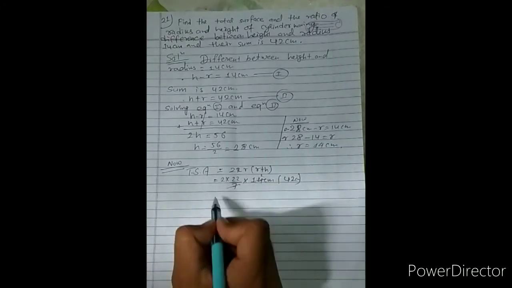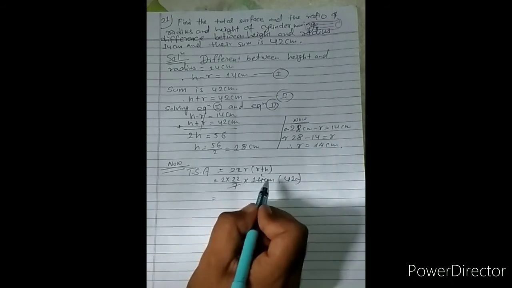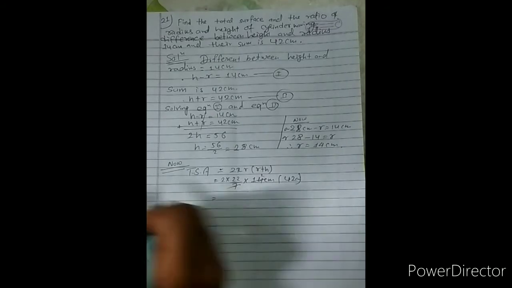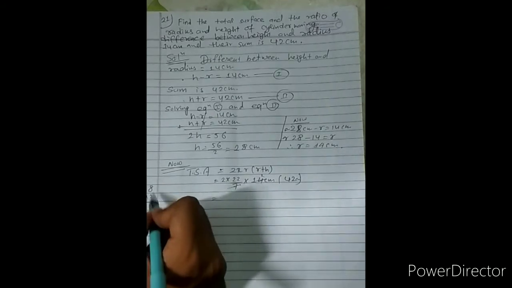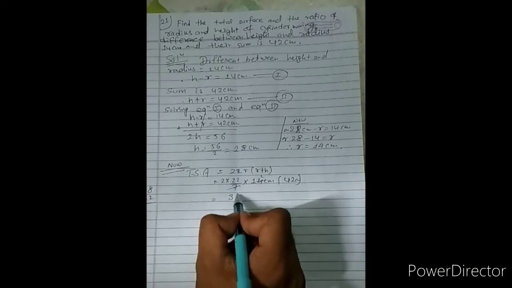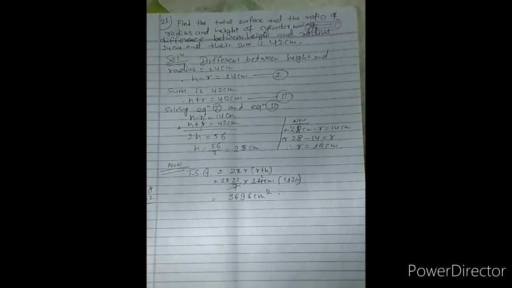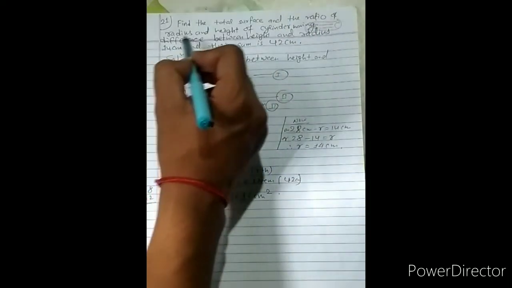7 to the 22 to the 44 to the 88. 88 into 42. 88 into 42. 3696 centimeter square. After getting this, you have to find the ratio of radius and height.